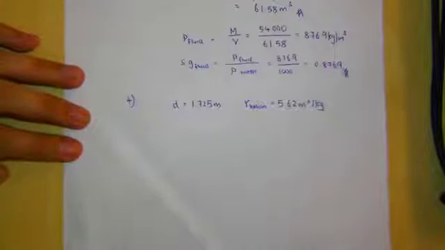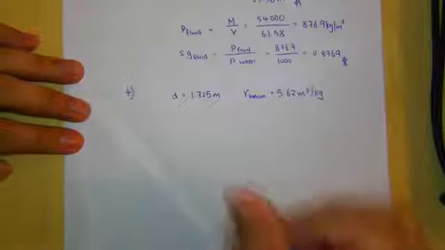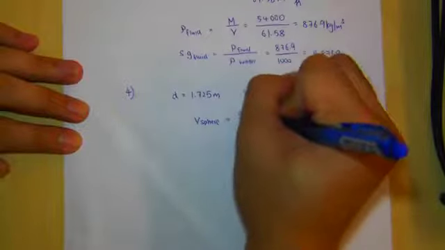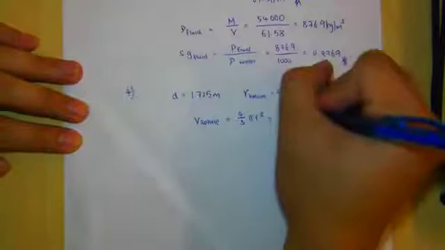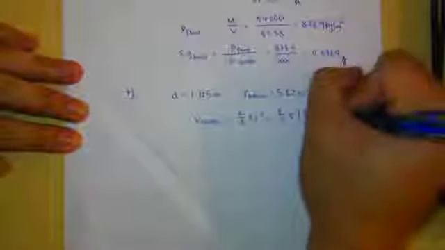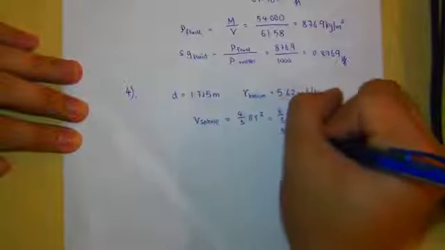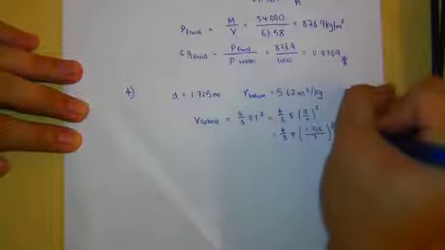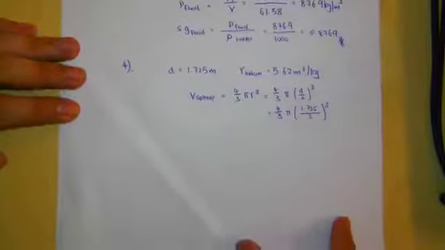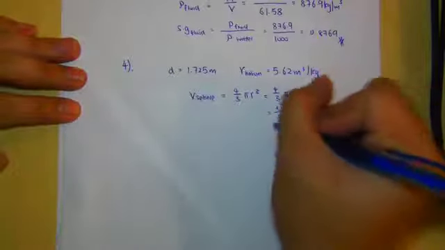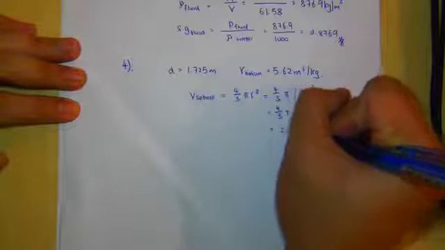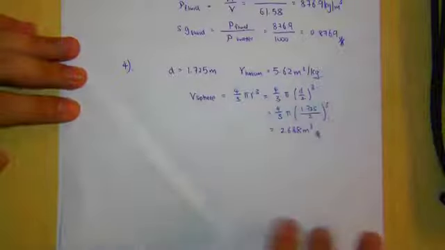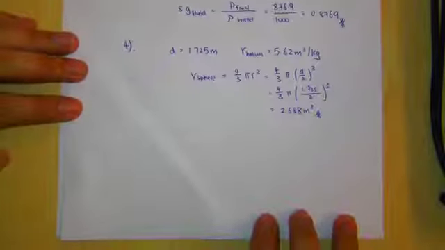So again, to determine the volume depends only on the shape. In this case, it's a volume of a sphere. Formula is given to us, 4 over 3 pi r cube. So 4 over 3 pi times d over 2 cube. Applying the numbers, 4 over 3 pi 1.725 divided by 2 cube. And this value here will be 2.688 meter cube. So this is the volume of the spherical balloon.